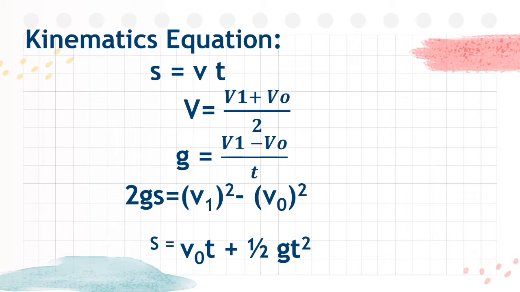And our fourth kinematic equation is 2 times acceleration due to gravity times distance is equal to final velocity raised to 2 minus initial velocity raised to 2. And our last kinematic equation, equation number 5: distance is equal to v naught times t plus 1/2 times acceleration due to gravity times time raised to 2.